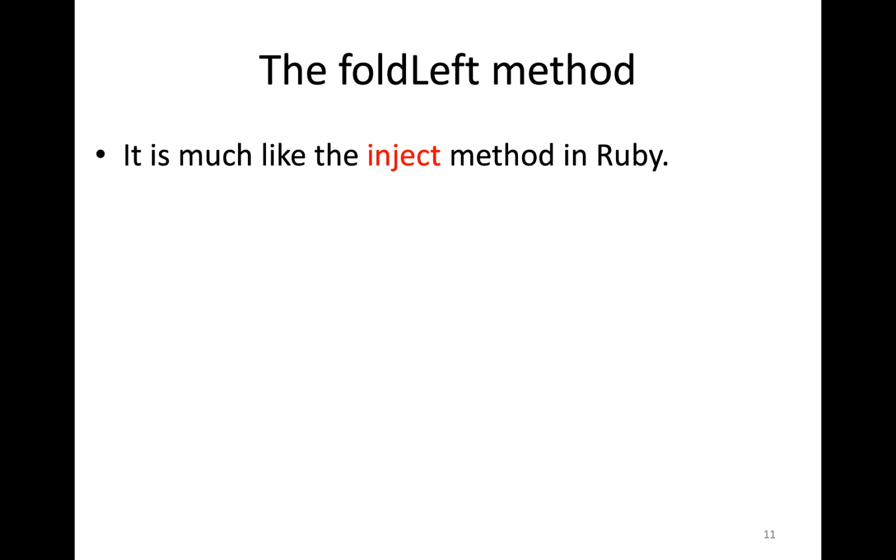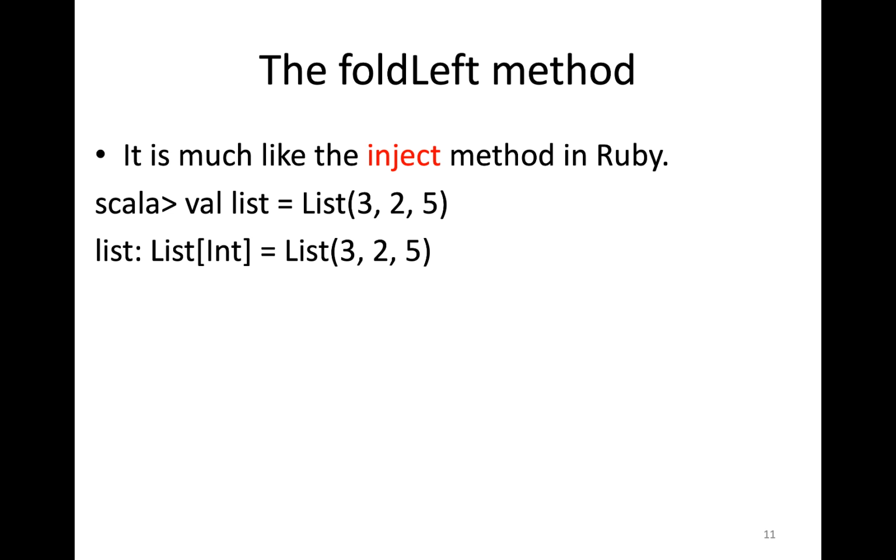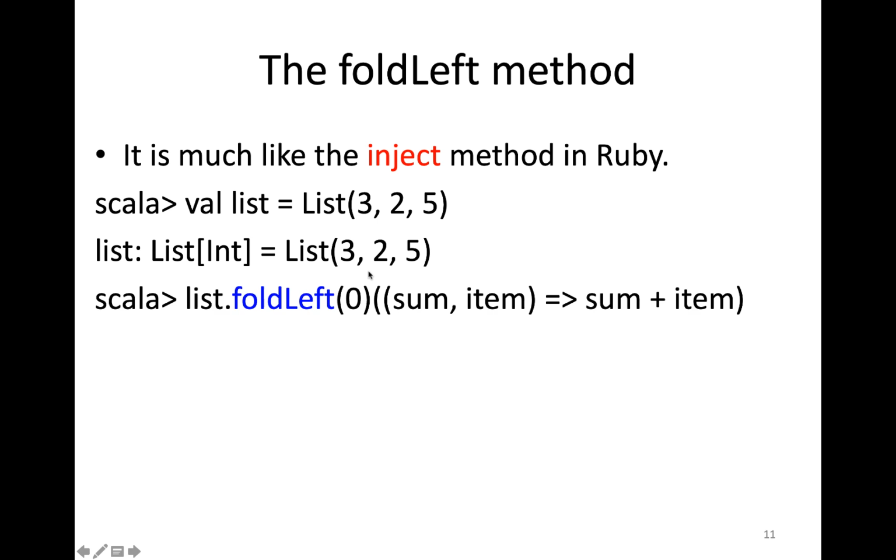Now, another higher order function to learn is fold left, which is very similar to the inject method, which we saw in Ruby. Here is an example. Say the list has these 3 items, 3 to 5, and we want to aggregate all these items. So we can write fold left, initial value 0, and this is the anonymous function which does this operation: sum is first initialized with 0 because we provided 0 here, and then this item is each and every item coming from this list, and this is the operation which will be applied in each iteration.